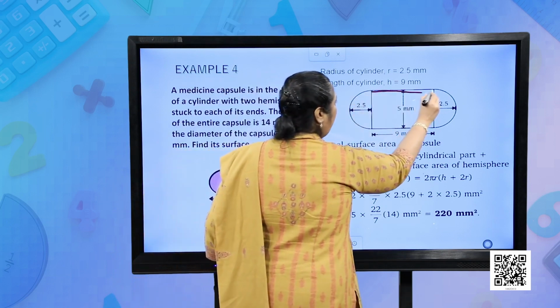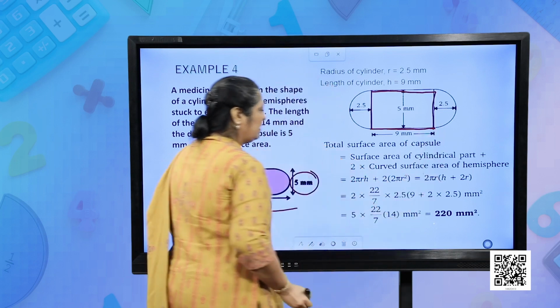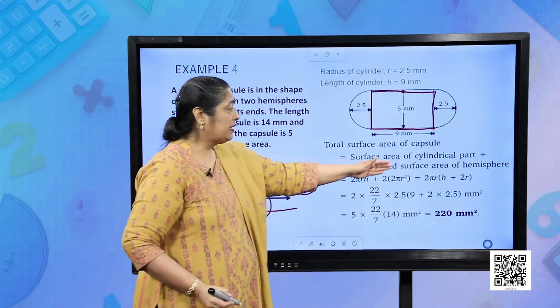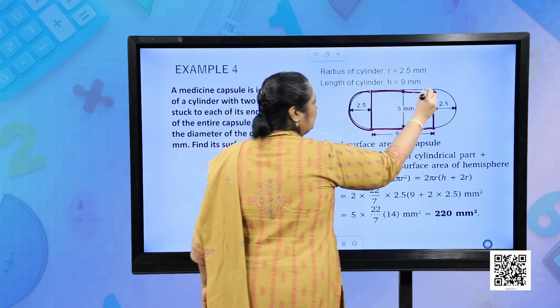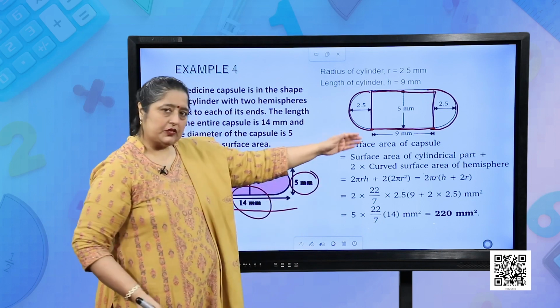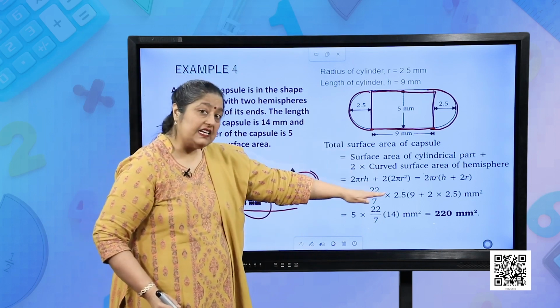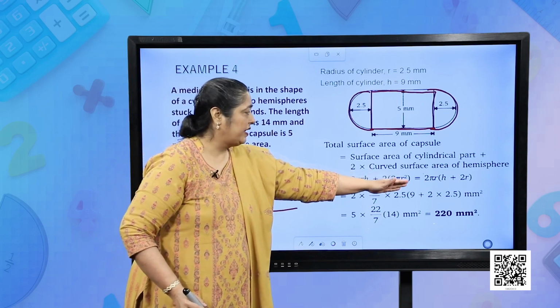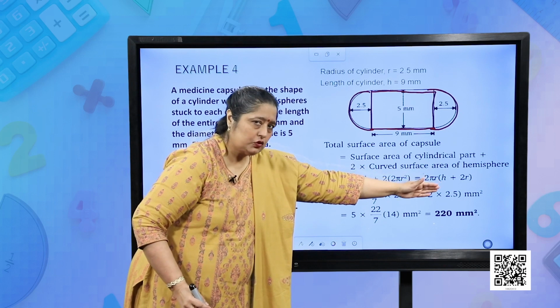So, the total surface area of the capsule will be surface area of the cylindrical part. This is the cylindrical part, right? And twice of curved surface area of the hemisphere. This is one hemisphere and this is the second hemisphere. So, substituting the formulas, we have 2 pi r h plus twice of 2 pi r square. Taking 2 pi r common, we have h plus 2 r.